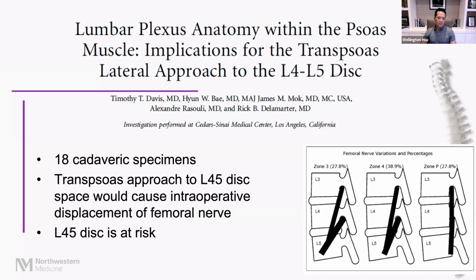This study is a much older study now, but it shows that if you look at the L4-5 segment, up to 28% or 30% of individuals can have their lumbar plexus migrate anteriorly, but this is much less common at L3-4, L2-3, L1-2.